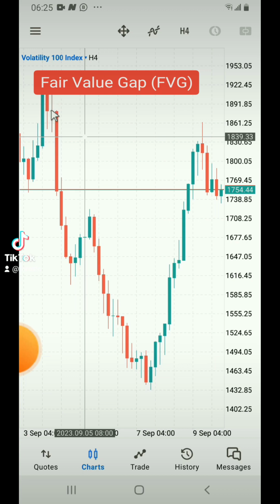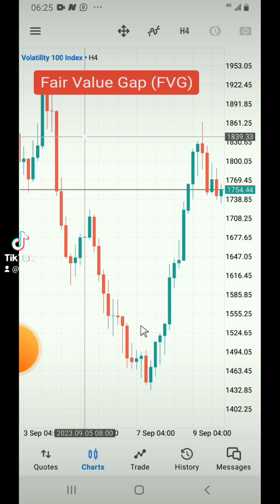So you see that the market went down. Which one is easier to mitigate in between the 2 fair value gaps? I mean, this one and this one. Which one is easier to mitigate? It was this one that is easier to mitigate. That is why it came down here and then came up and mitigated this fair value gap. And fair value gap is mitigated only once.